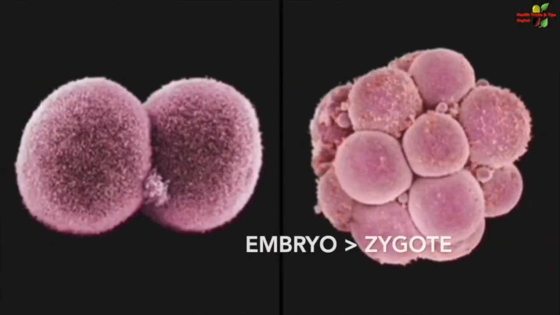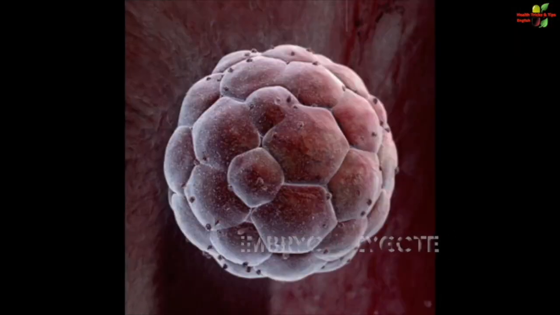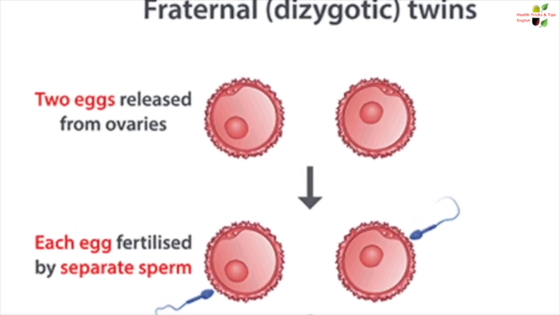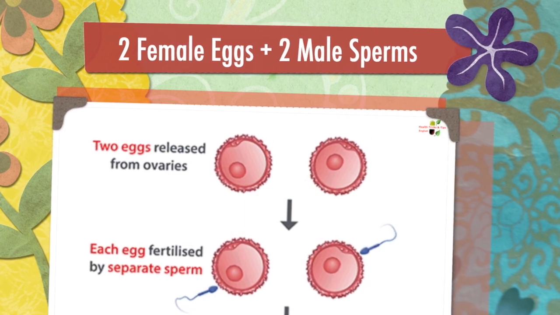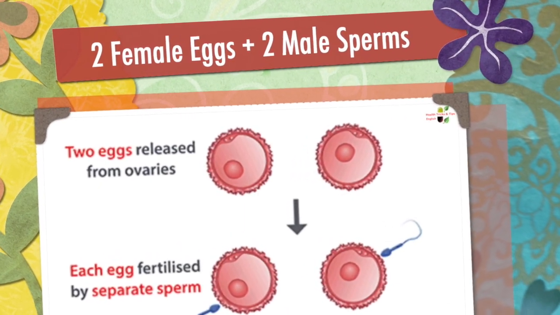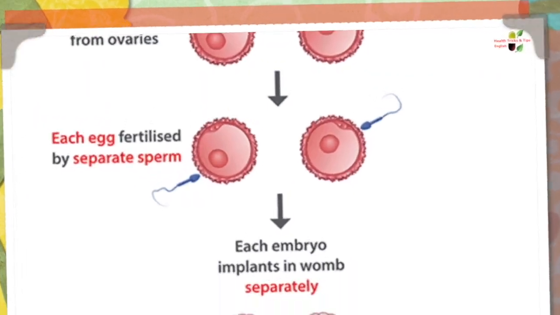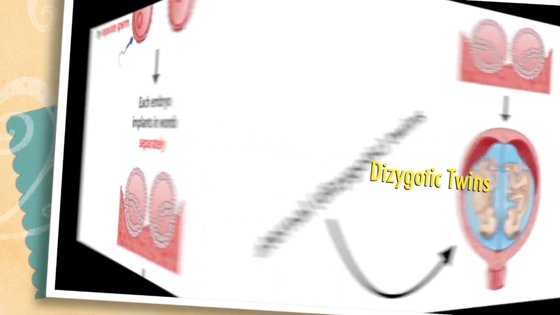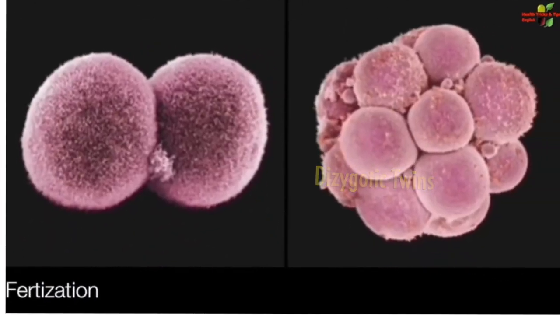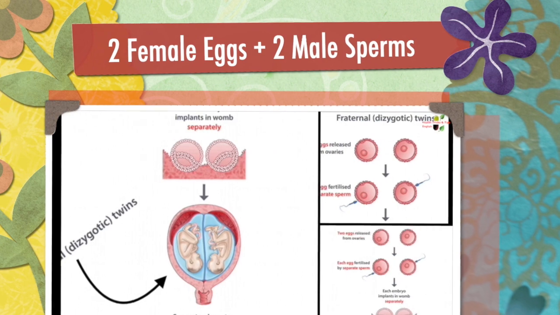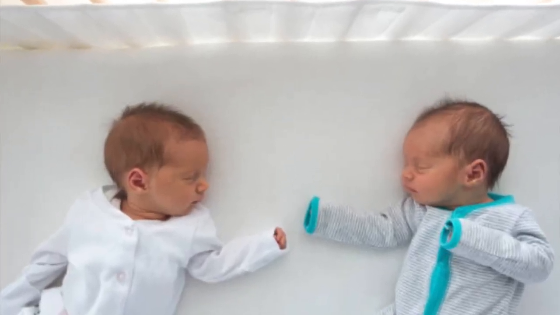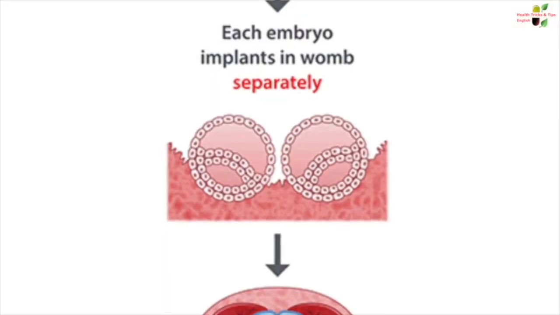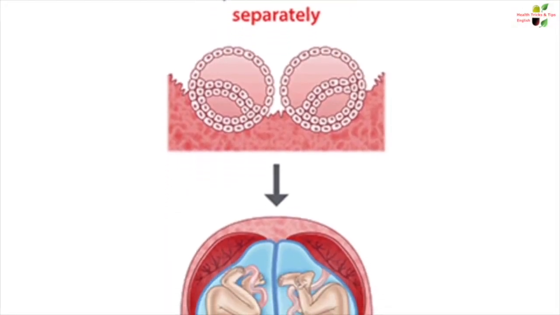When the egg from the female is fertilized by the sperm, the fertilized egg is known as a zygote. But sometimes the female releases two eggs, and these two separate eggs are fertilized by two separate sperm from the male. So there is a formation of two zygotes, and so dizygotic twins form in the womb. As these two zygotes are from two different sperms and two different ova, we get two non-identical twins. Each of the embryos or zygotes implants in the womb as a separate entity.